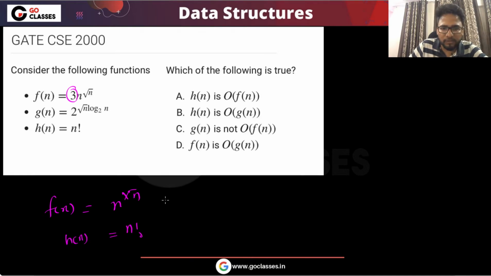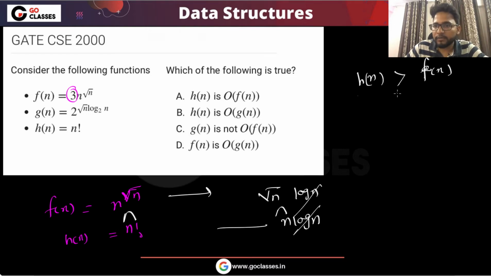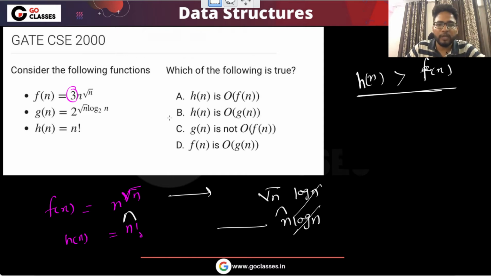I think we have done this question, but anyway, it is an easy question. Just take log. It will be square root of n log n, and it is n log n. After log, you will say that yes, this is greater. So before log also, this has to be greater, which means hn is strictly greater than fn. So you can say fn is equal to order of hn. Let me arrange all the functions in increasing or decreasing order, and then we will see the options.